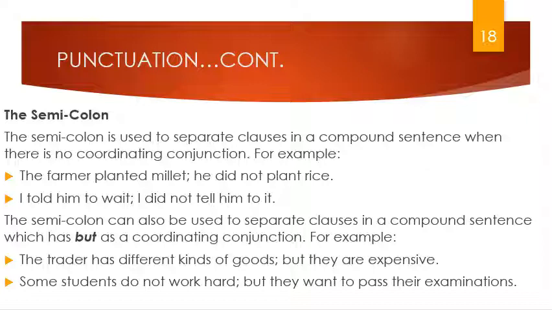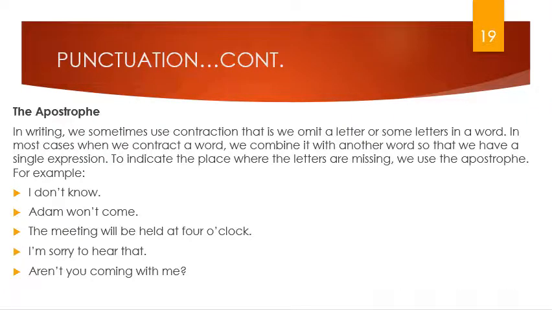The semicolon can also be used to separate clauses in compound sentences which have but as the coordinating conjunction. For example, the trader has different kinds of goods; but they are expensive. We can see that a semicolon is used before but in this sentence.